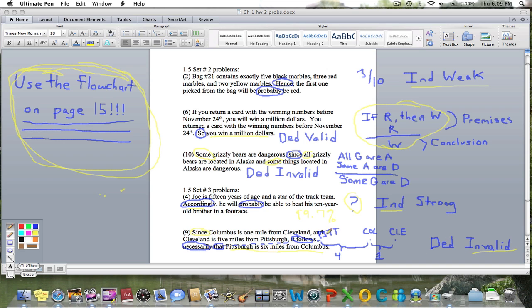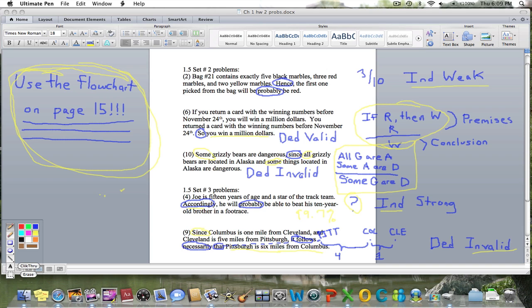In a different problem, if somehow the reasoning was correct, but at least one of the premises were false, then we would say that the argument is valid but not sound. All right, quickly, I think I got a moment here. Why is the argument pictured right here? All G are A, some A are D. Therefore, some G are D, invalid.